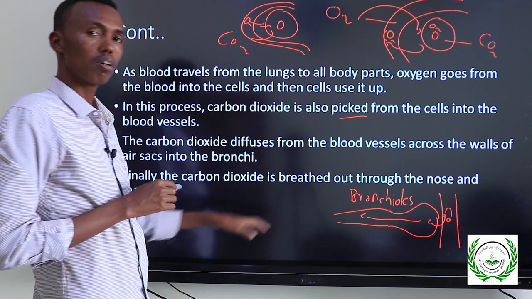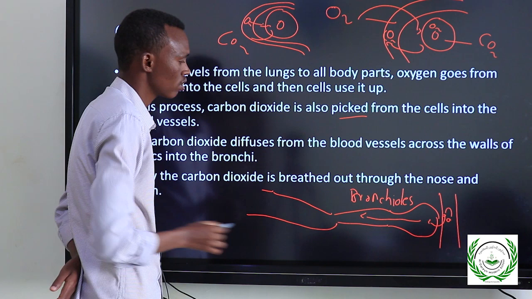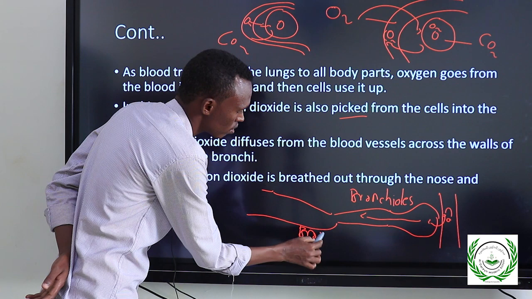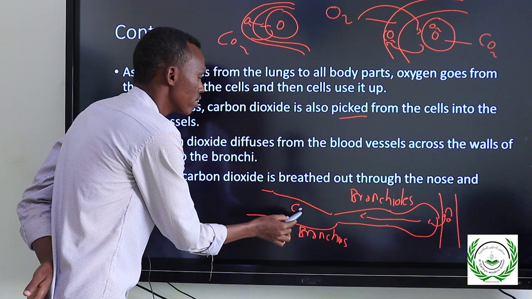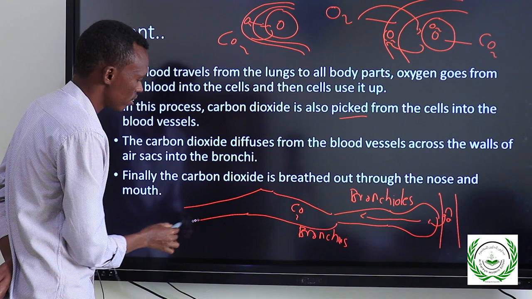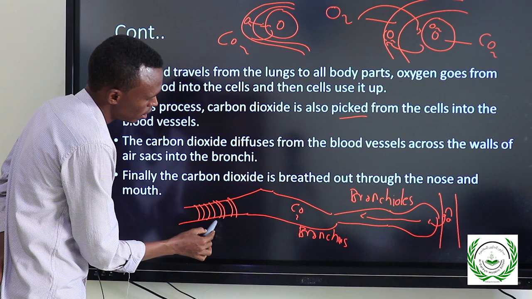After the bronchioles, then we have bronchi, okay? We have the bronchi. So this is the bronchi, okay? Let's say we have bronchus, it's a singular one, okay? Bronchus, here it is the carbon dioxide. Then it goes to the trachea. Okay, C shape. Okay, then it enters the trachea.